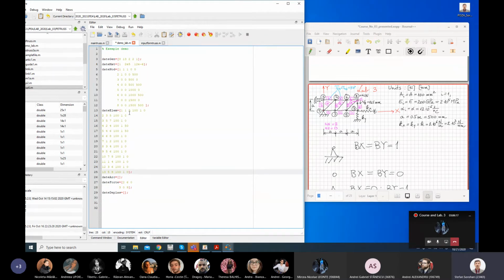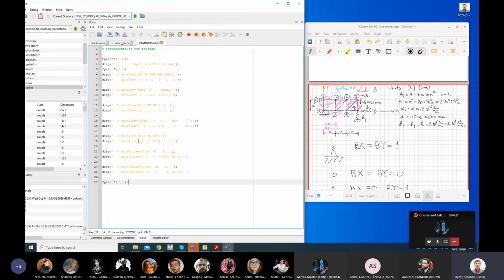In this matrix here, I have the connectivity matrix. I have the cross-section area for all members. I have material number 1, and I also have the load for element data. Let's put the springs according to the input data file format. For each node where we have a spring, we must put the stiffness along X and Y.